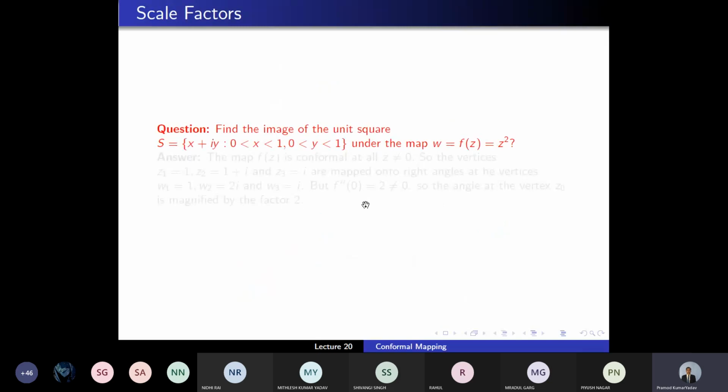Okay. So now the next question: find the image of the unit square S equal to x plus iy, where x varies from 0 to 1 and y varies from 0 to 1, under the map f(z) equals z square.